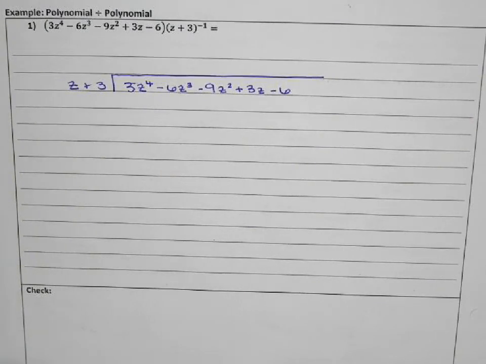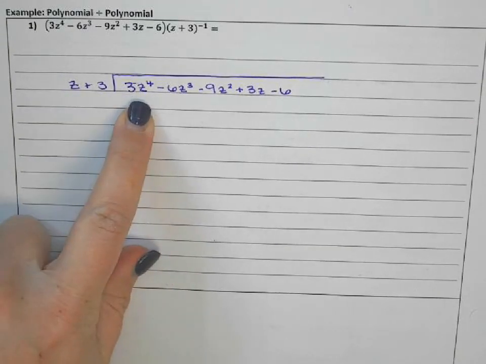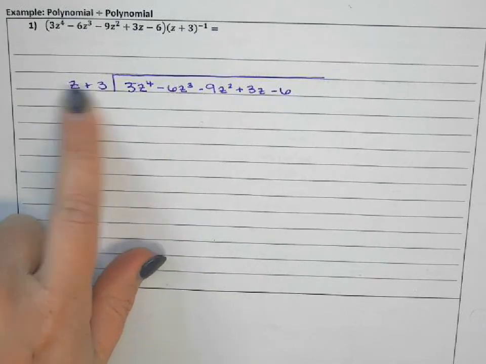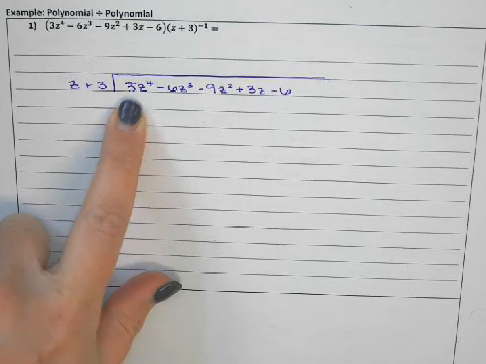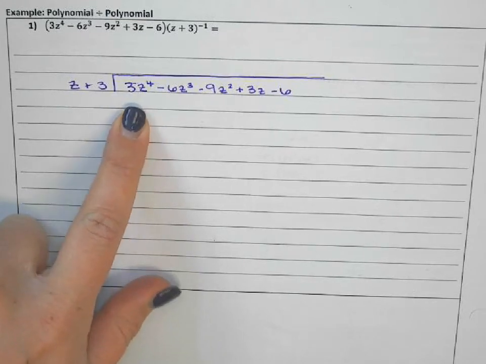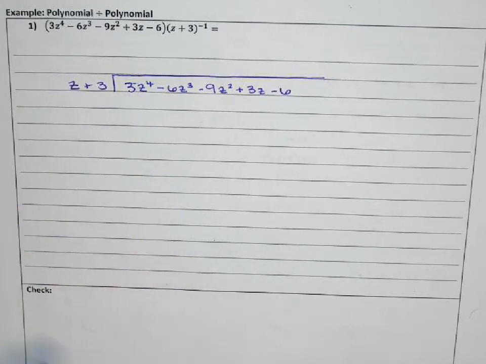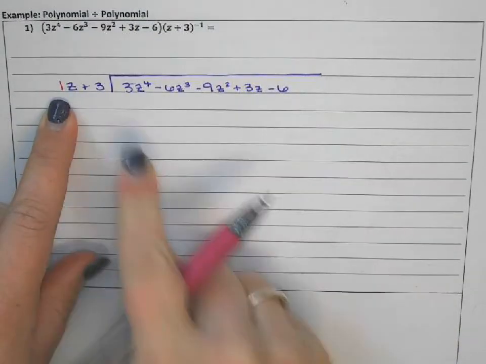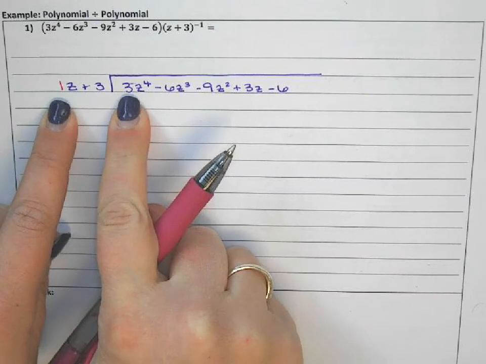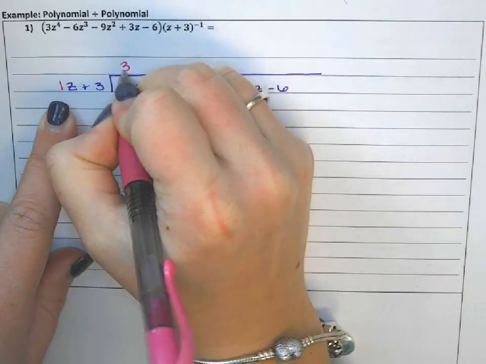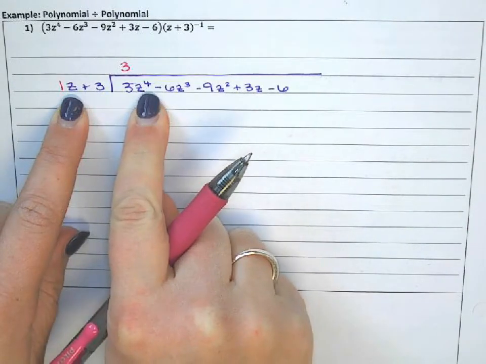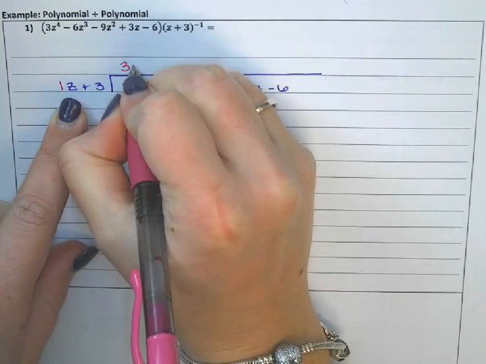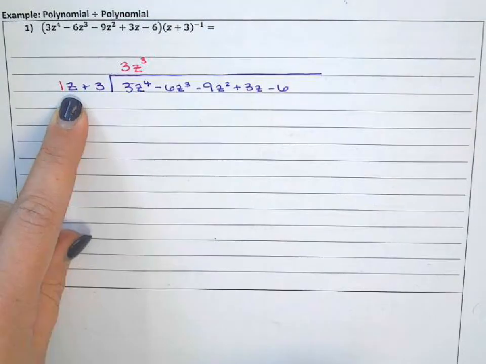Just as before, z goes into this first number how many times? Or z times what would give me as close to this as possible? We have a 1 in front of this, so 1 times what would get you 3? 3, so we have to have a 3. Z times what would get you z to the 4th? Not z to the 4th, z to the 3rd. So we're going to have z to the 3rd first.